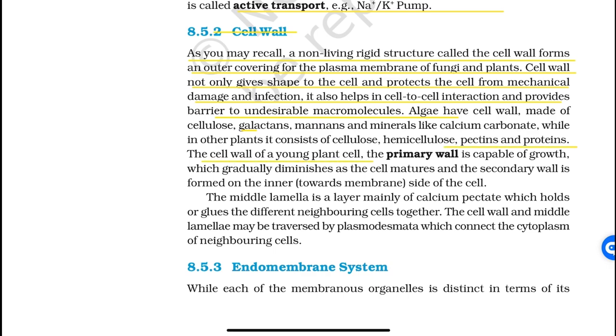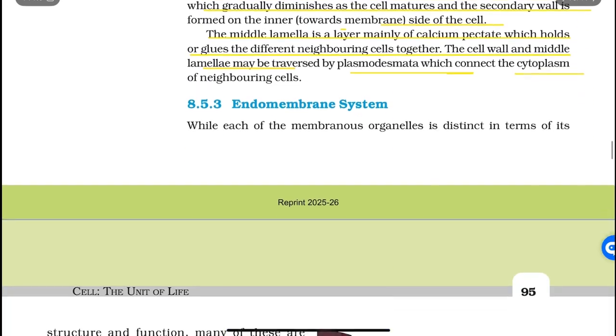The cell wall of the young plant cell, the primary wall, is capable of growth, which gradually diminishes as the cell matures, and the secondary wall is formed on the inner side of the cell. The middle lamella is a layer mainly of calcium pectate which holds or glues different neighboring cells together. The cell wall and the middle lamella may be traversed by plasmodesmata, which connect the cytoplasm of neighboring cells.